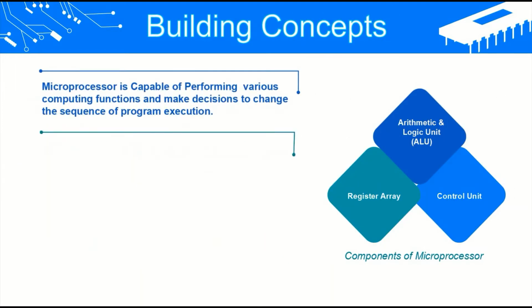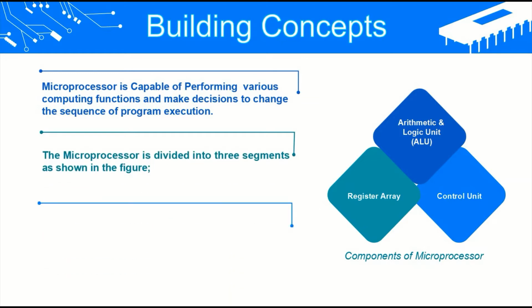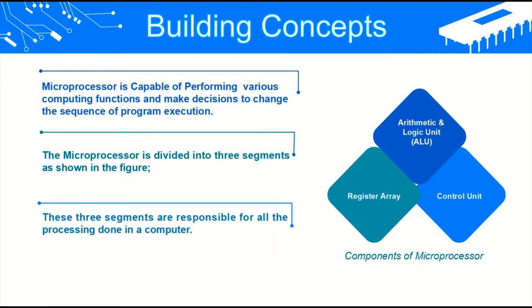Moving on, building concept of microprocessor. So the microprocessor is capable of performing various computing functions and making decisions to change the sequence of program execution. The microprocessor is divided into three segments as shown, which are arithmetic and logic unit, register array and control unit. These three segments are responsible for all the processing done in a computer.